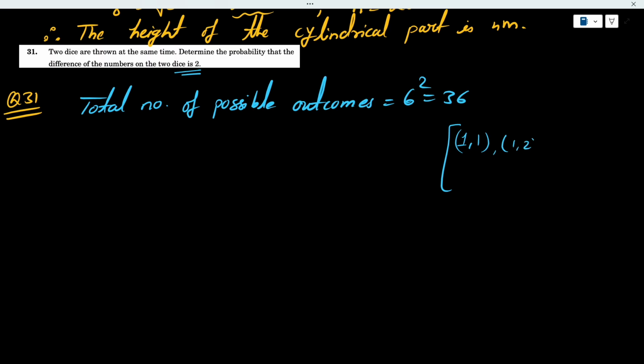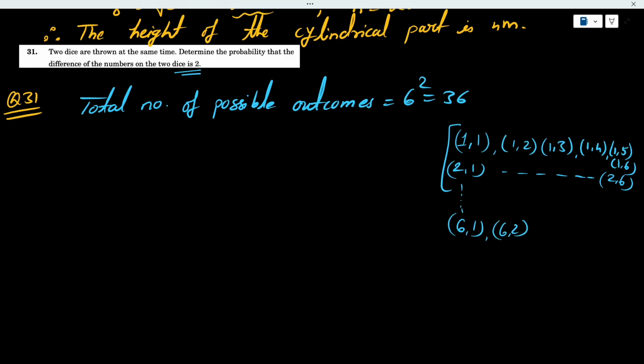You write on one row, then you will understand 1 comma 3, then here 1 comma 4, 1 comma 5, and then you will have 1 comma 6. Similarly here 2 comma 1, you will have it here 2 comma 6, right? And so on, you will have 6 comma. So these are your 36 outcomes.